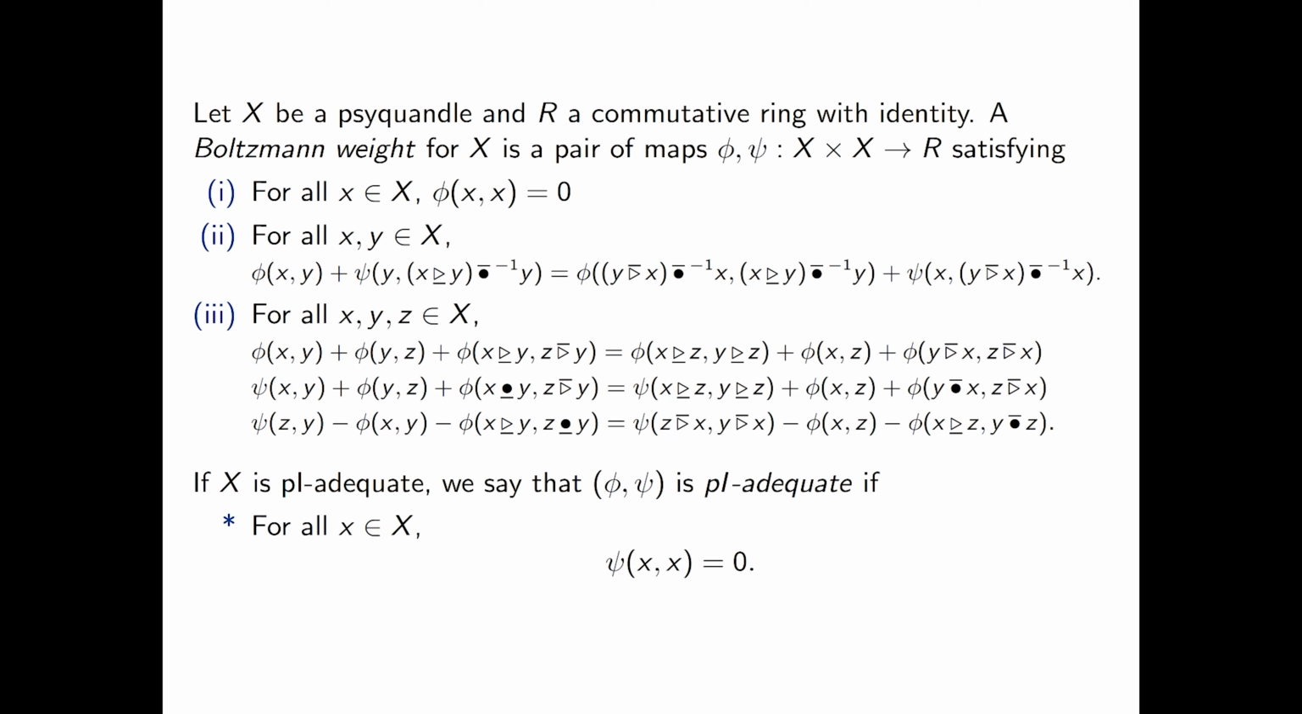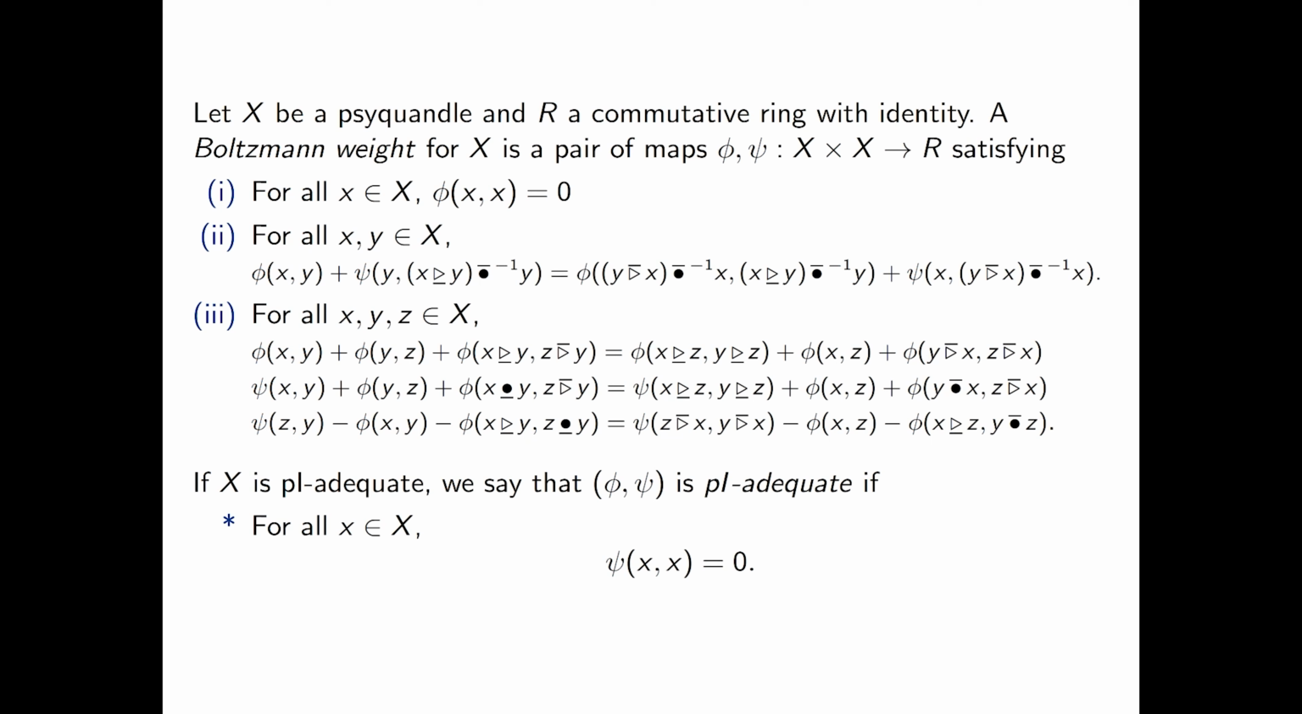So axiom 1, 2, and 3. Here we should note that if you consider axiom 1, this is saying that phi of x is equal to 0. And then if you look at the first equation in axiom 3, well, this only involves the map phi. And so what we have here are the 2 conditions that you need in order for phi to be a biquandle 2 cocycle. And so we have that phi is our biquandle 2 cocycle, and then we're adding this psi function. And psi has to satisfy conditions where you have both phi and psi.